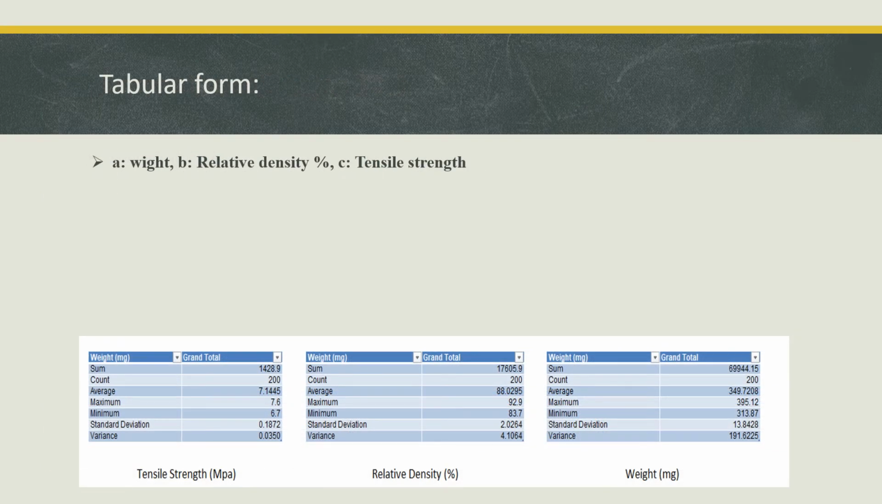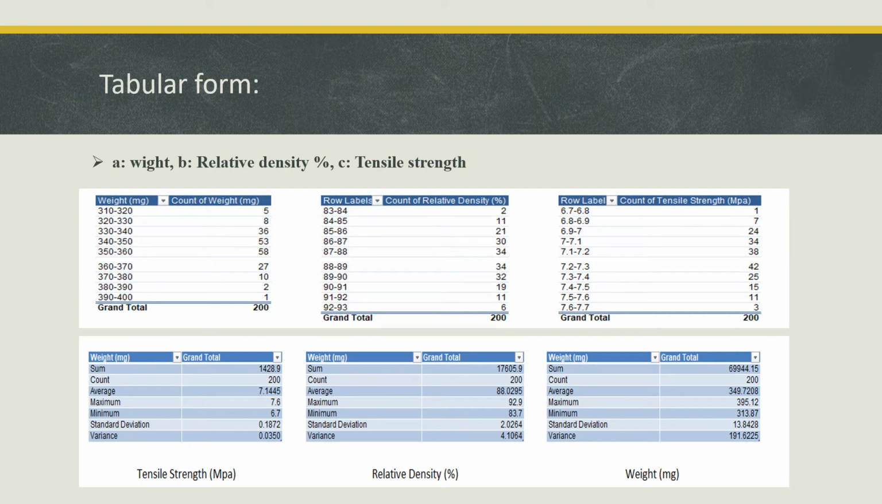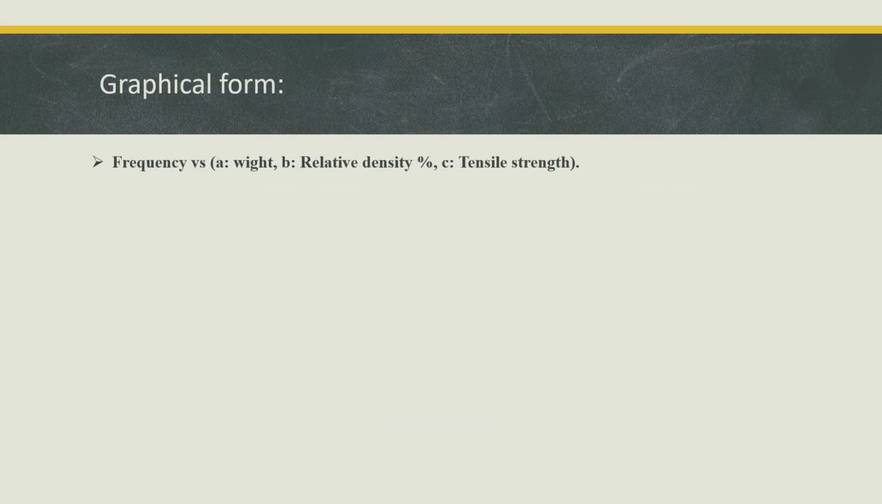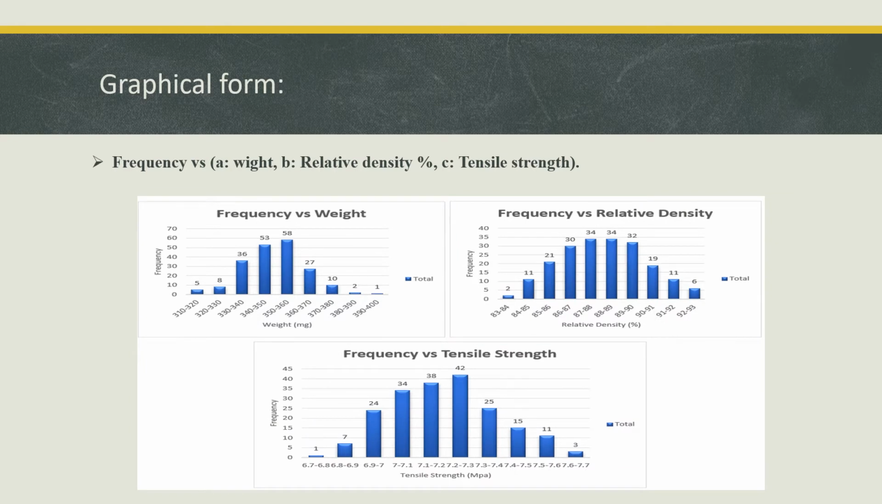The second form we have is the tabular form for the weight, the relative density percentage and the tensile strength. The last form we have is the graphical form, for the frequency on weight, relative density percentage and tensile strength.